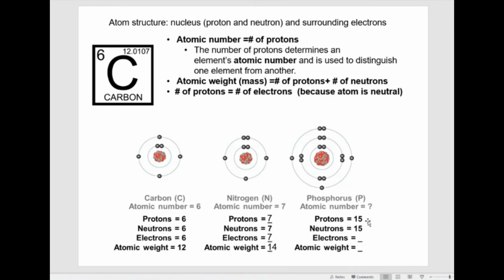Now, what about phosphorus? Protons, 15. That means the atomic number is 15 over here. Neutrons, 15. So what's the atomic weight? 15 plus 15, that's 30. And the electrons should be the same as protons, so this is also 15. All right, so we'll probably have 1 or 2 questions on the test on how to calculate the number of particles and the atomic weight.